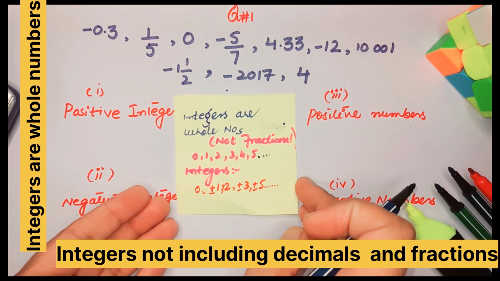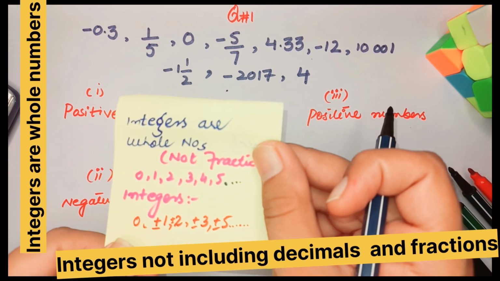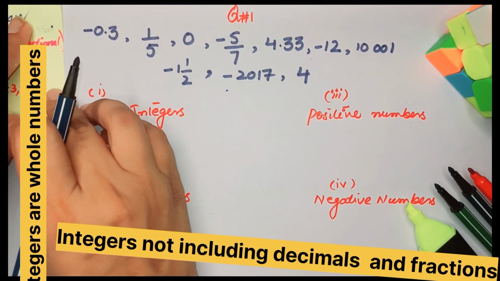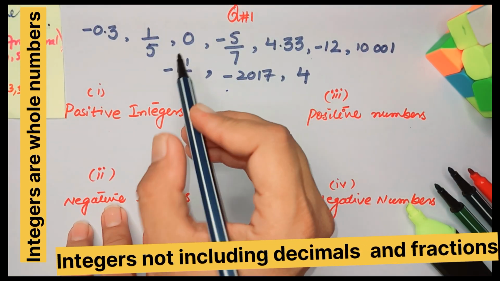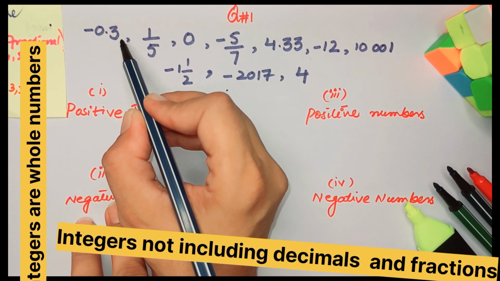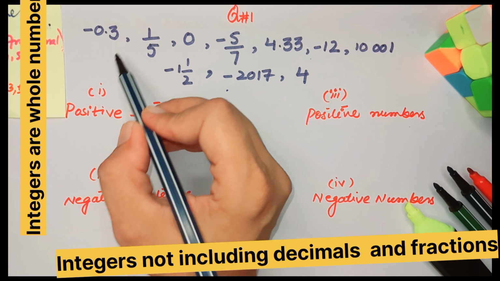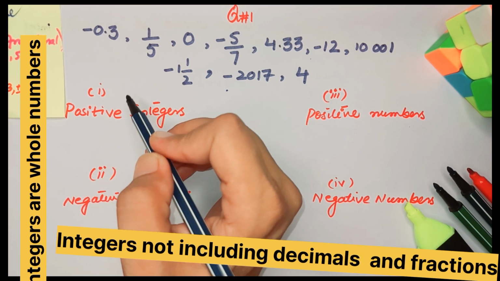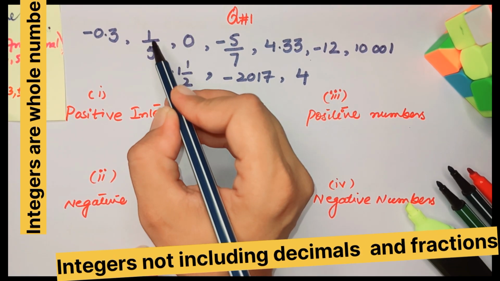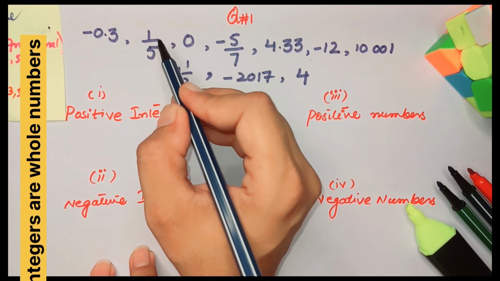So now we have to identify first the positive integers from the given ones. Dear students, now look at -0.3. It's a decimal number, a negative decimal number, so it can't be an integer because integers are whole numbers. This number cannot be an integer because it's a fraction.